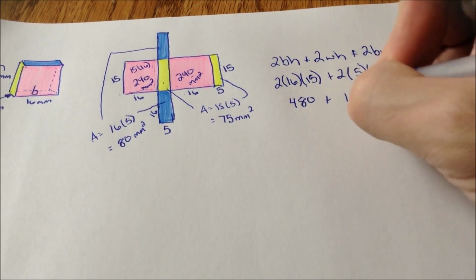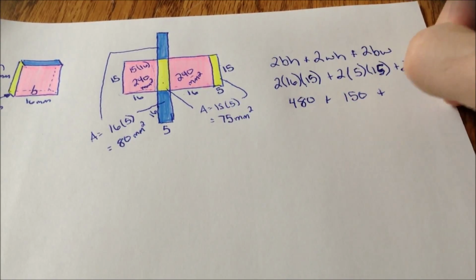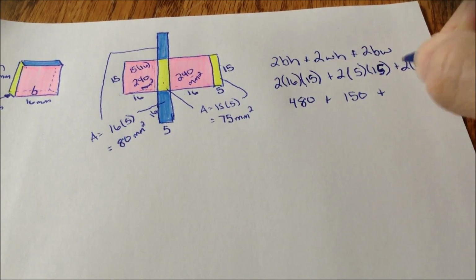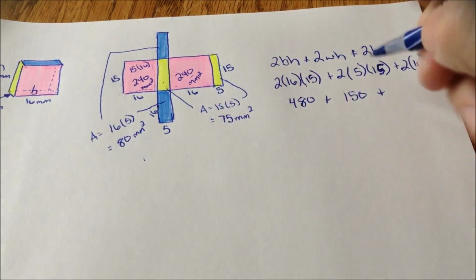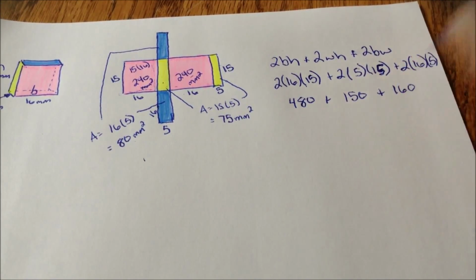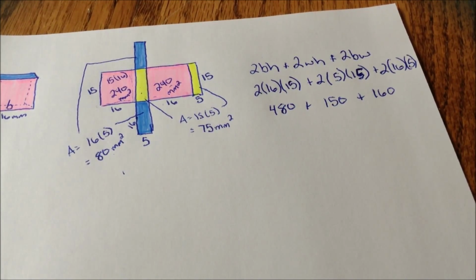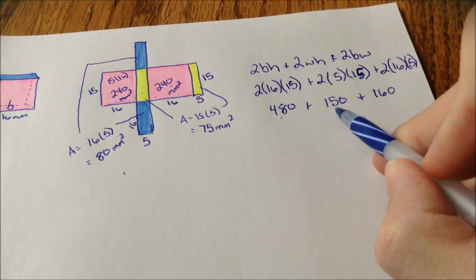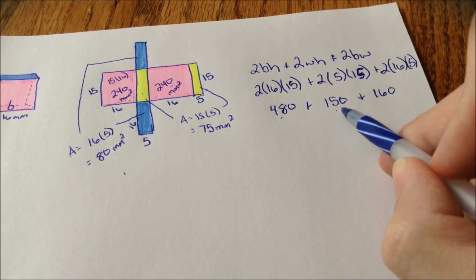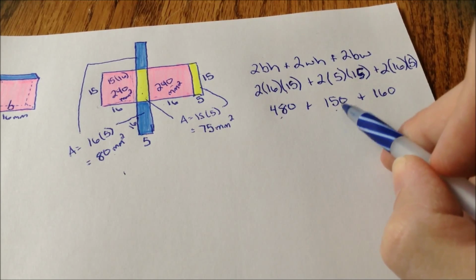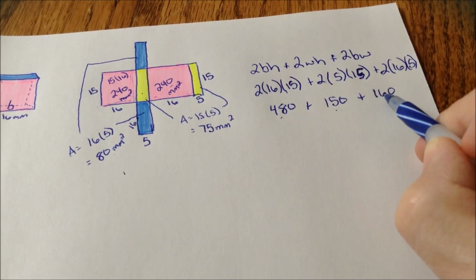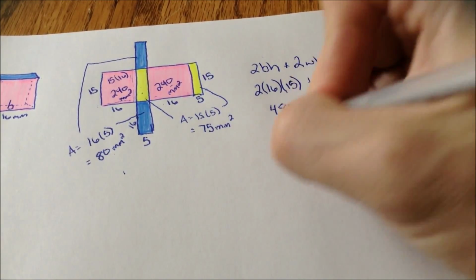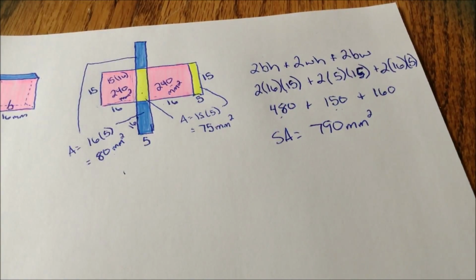So when I multiply that by 2, I get 150, and 2 times the base, which is 16, times the width, which is 5. We know that was our 80, so if I multiply that by 2, I get 160. Now when I add all of this together, 480 plus 150, that's going to be 580. 630 plus 160 is going to be 790 millimeters squared for my surface area.